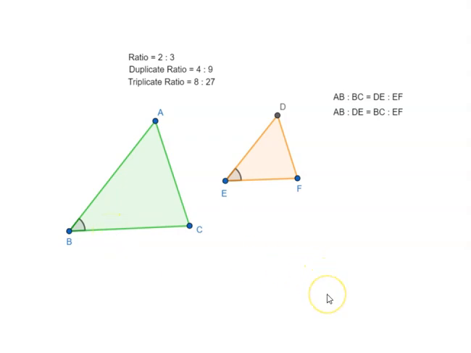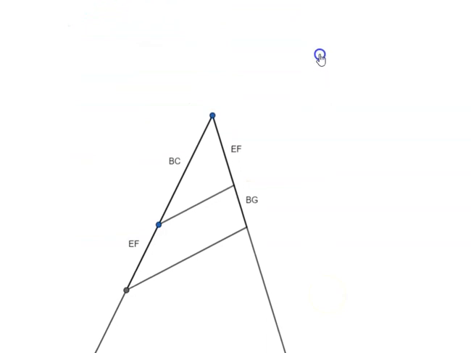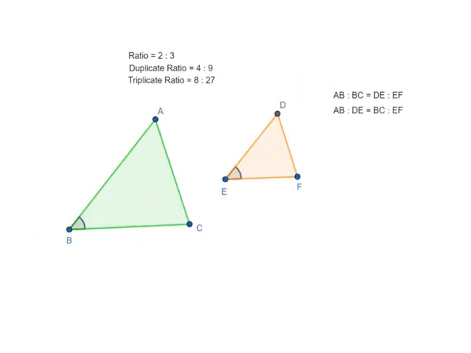We know how to find the third proportion. Very briefly, this is what finding the third proportion means. This is equal to BC. This is equal to EF. I extend BC by the same magnitude as EF, and I draw a line parallel to this line. So here, this would be my third proportional. BC is to EF as EF is to BG. Let's mark that point G and let's join AG.